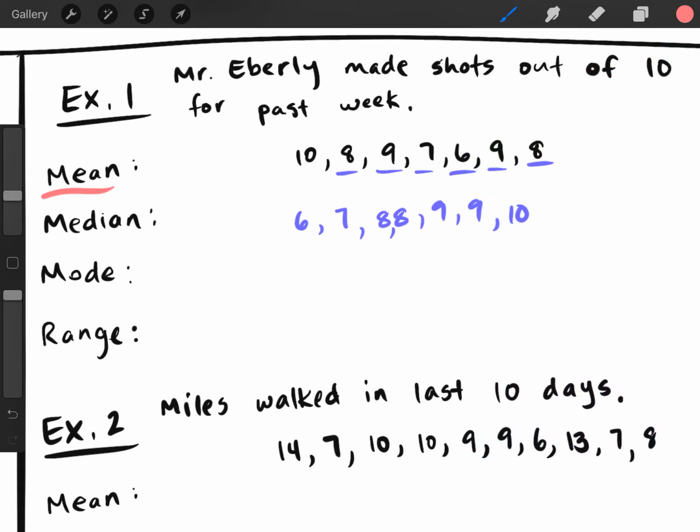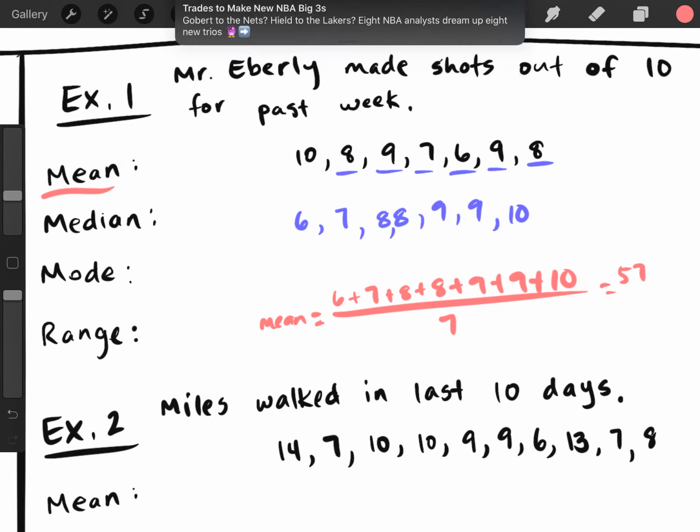To find the mean, we're going to add up all of our numbers. So mean equals 6 plus 7 plus 8 plus 8 plus 9 plus 9 plus 10, all divided by 1, 2, 3, 4, 5, 6, 7 pieces of data. That's going to give us our mean. I need to be a little more prepared, have my calculator out here. We add up all of those numbers. No, I'm not going to do that in my head right now. 9 plus 9 plus 10, 57 divided by 7.